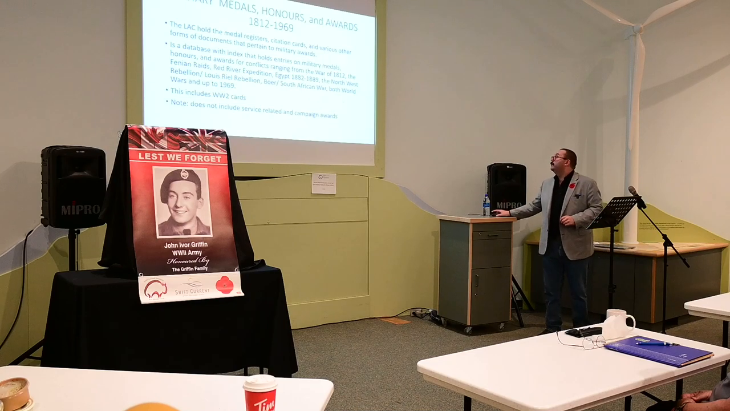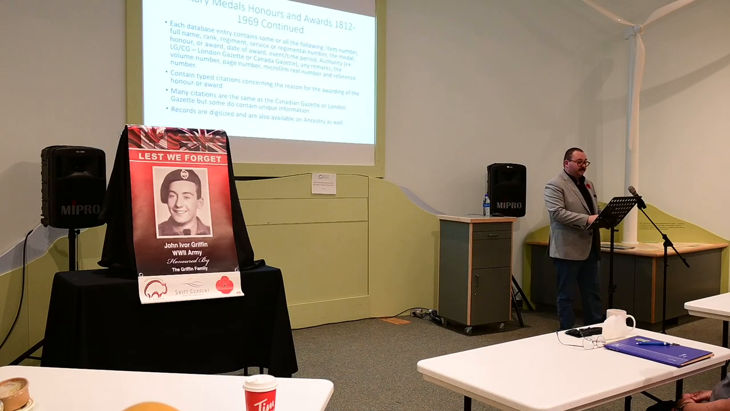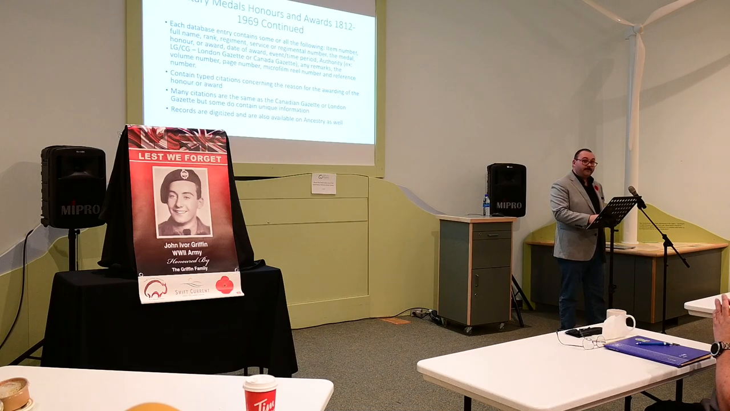So each database entry contains some or all of the following information: the item number, the full name, rank, regiment, and service number of the individual, the medal, honor or award being awarded, the date of award, the time period, so it'll give you a period of dates when this would have been awarded, as well as when the action would have taken place. The authority, so that's where it'll have either LG or CG, and we'll get into that in a little bit here, but that stands for London Gazette and Canada Gazette. Any remarks, the volume number, page number, microfilm reel number, and a reference number.